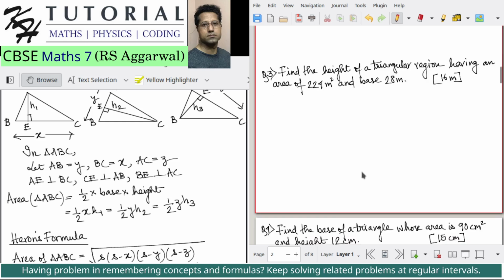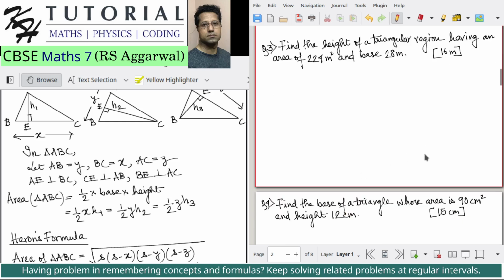Next, let's see the next problem. Question number 3. Find the height of a triangular region having an area of 224 meter square and base 28 meter. So we know area A is equal to half into base into height. In this problem, the base is given and we have to find the height, and the area is also given. So this is a very similar problem to the previous one.